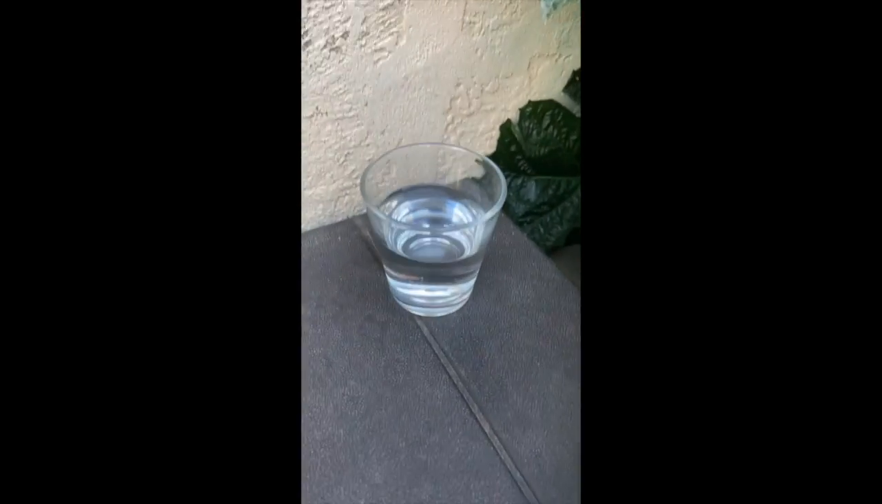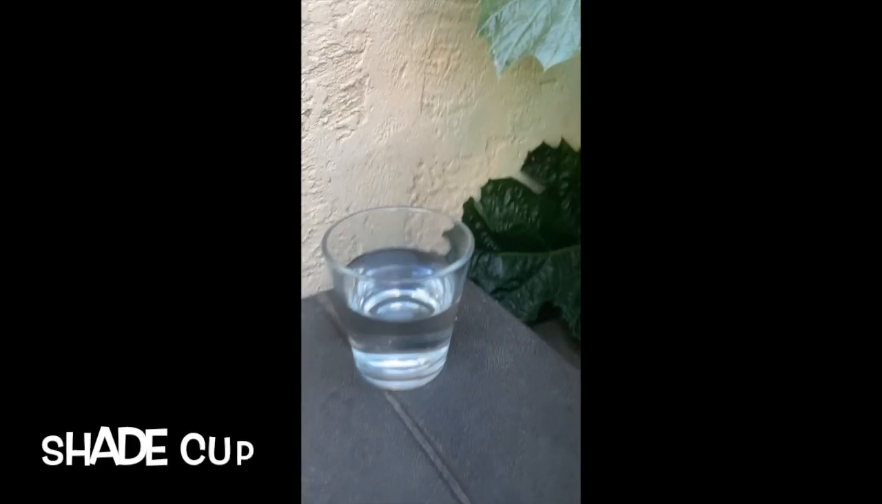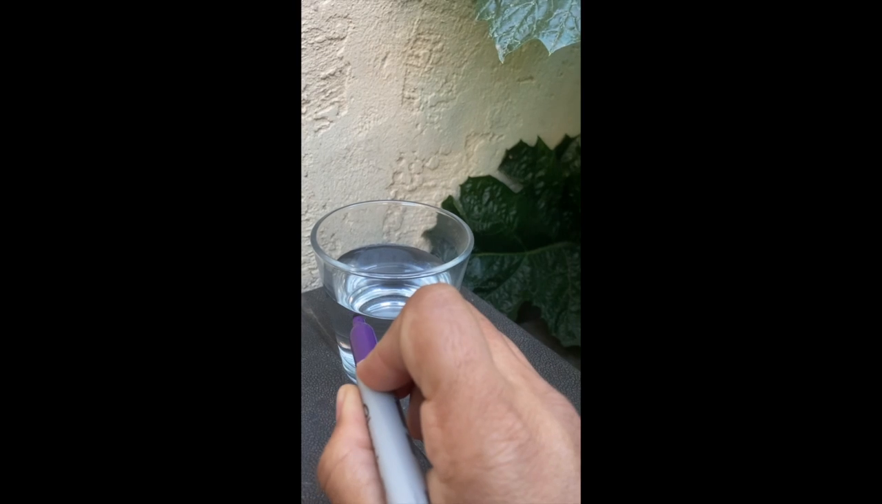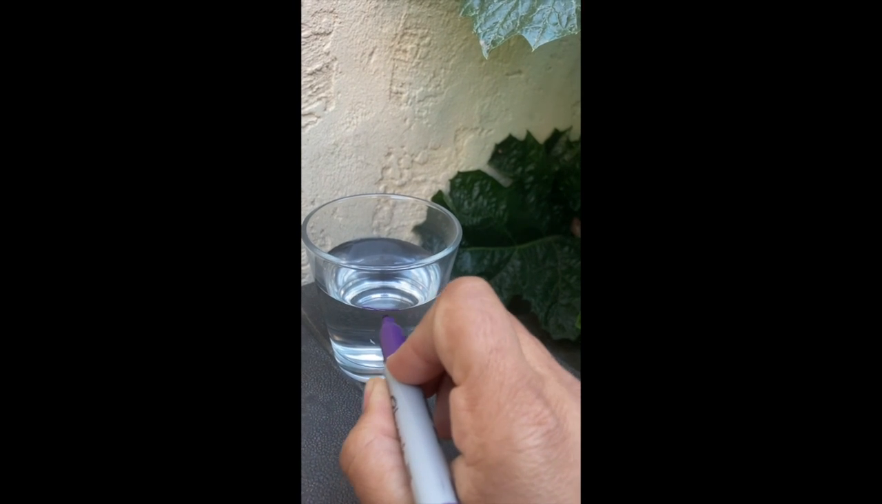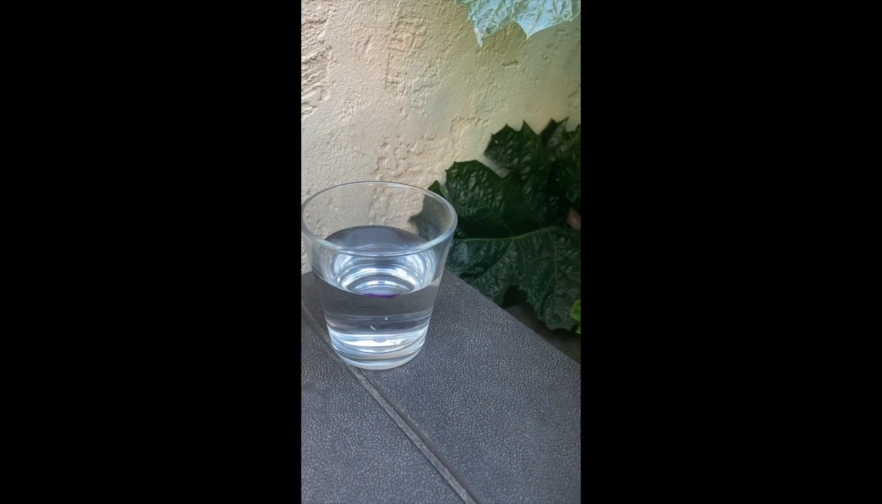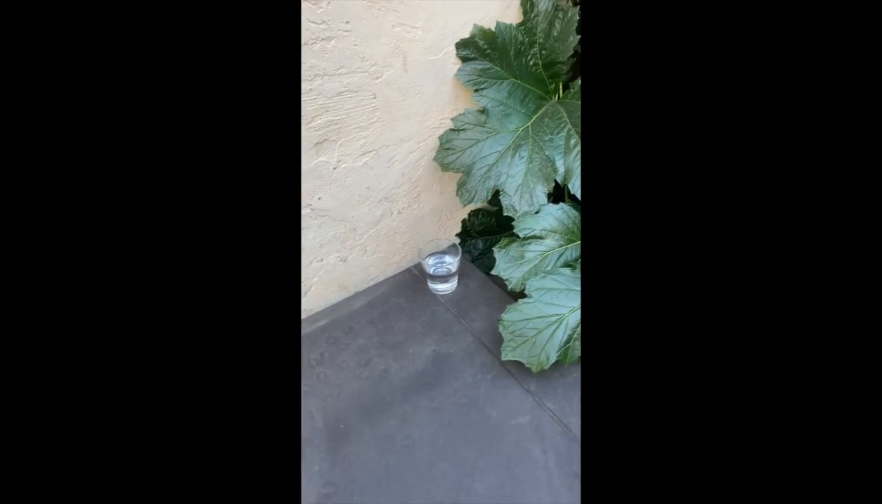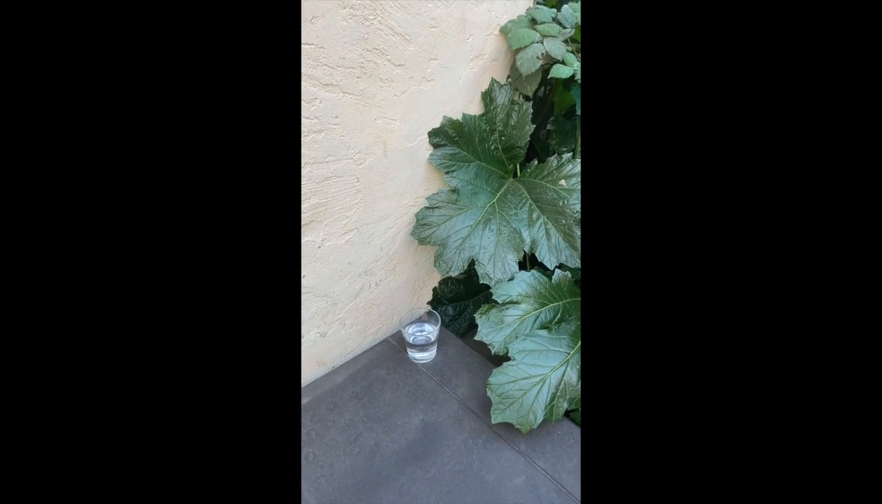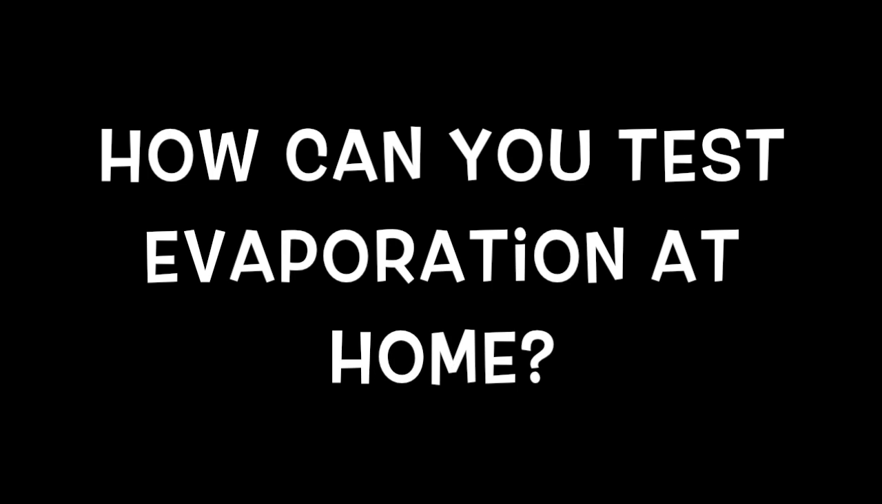Okay, and then this is the cup that was in the shade. I'm going to also draw a line so that I know how much evaporates in the next week. And so we're just going to keep watching this cup and the other cup and we'll see how long it takes to evaporate. How can you test evaporation at home?